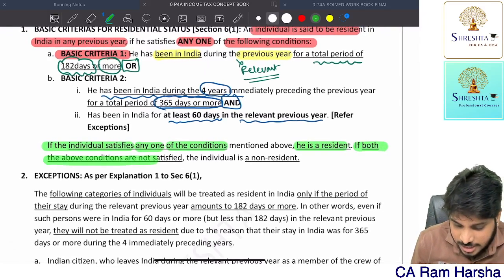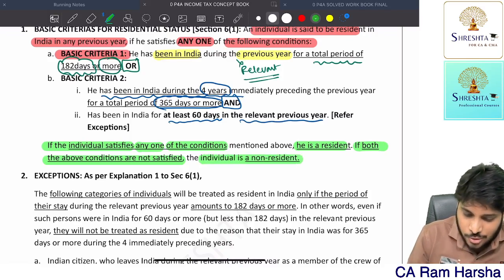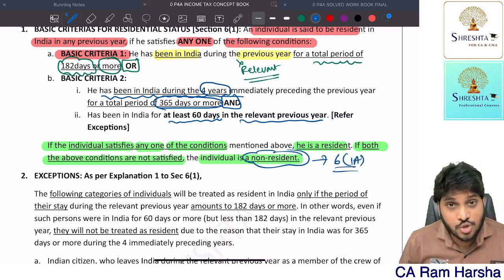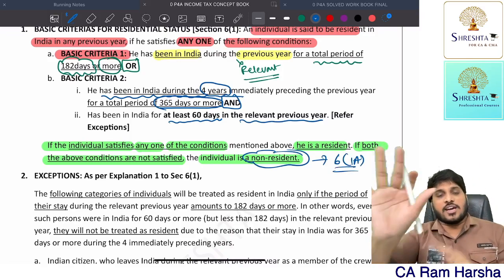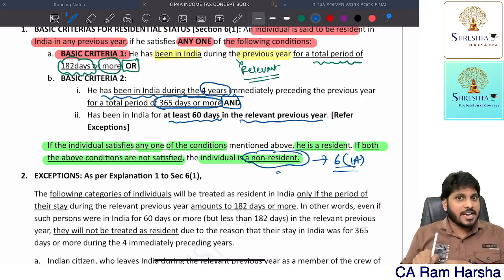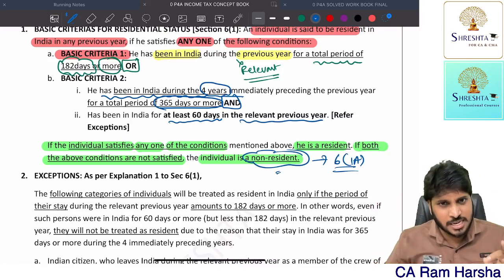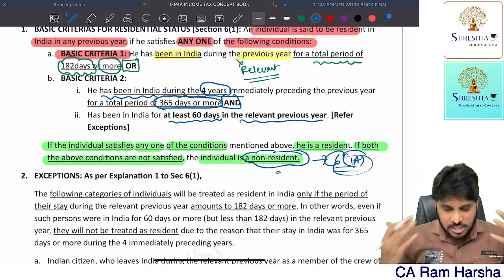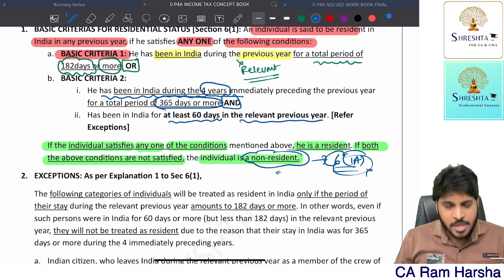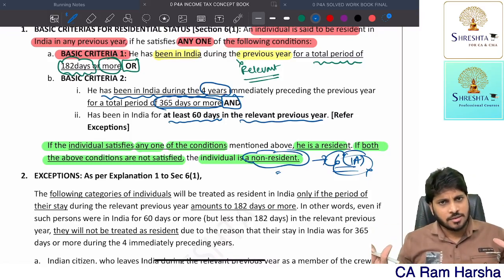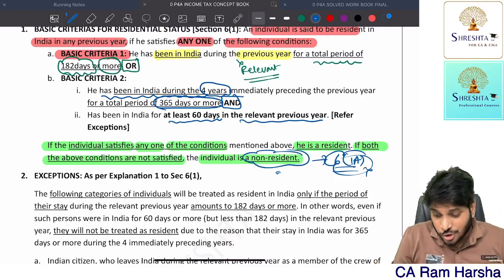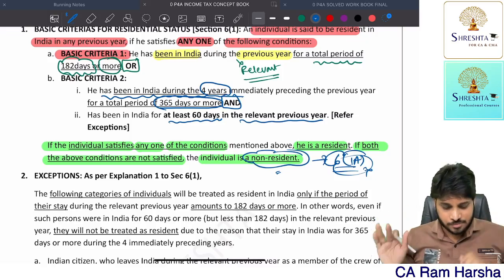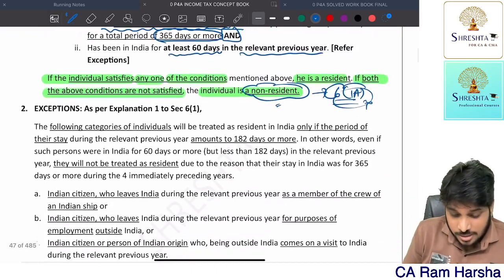If both the above conditions are not satisfied, generally people conclude that he is a non-resident. But what I will tell you, don't conclude. Apply 6(1A) also. If 6(1A) also does not apply, then only conclude him as non-resident. Don't straight away decide him as non-resident based on basic condition 1 and basic condition 2. You should also check the deemed resident provision, section 6 clause 1A. Once upon a time, before 6(1A) was introduced, if B1 and B2 were both not applicable, he was non-resident. But after the 6(1A) provision, we should also check 6(1A) additionally. What is 6(1A)? We'll discuss later.